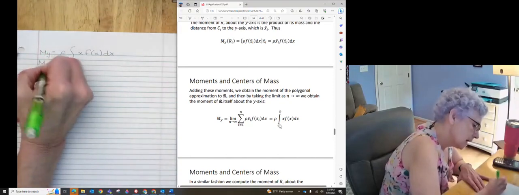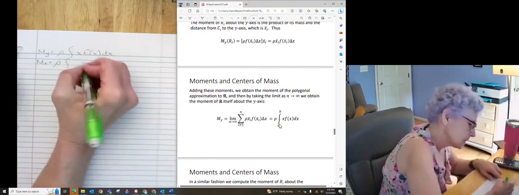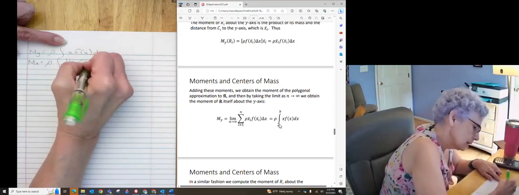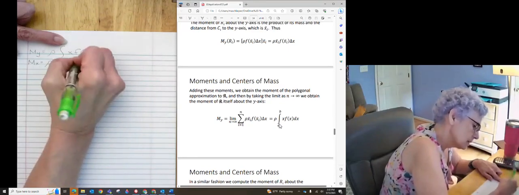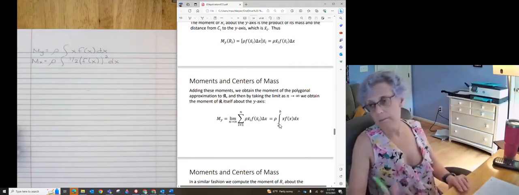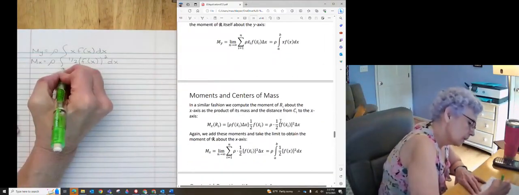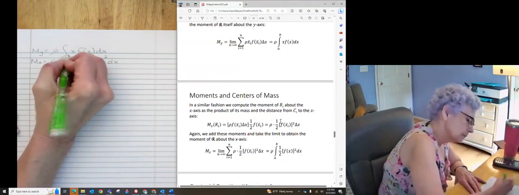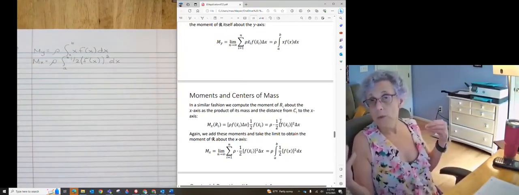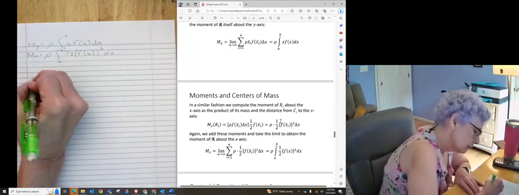And the moment about the x-axis has rho, the density, times 1/2 f of x squared dx. And of course it goes from one end of the region to the other. Those are the moments. What we're really interested in is finding x bar and y bar.